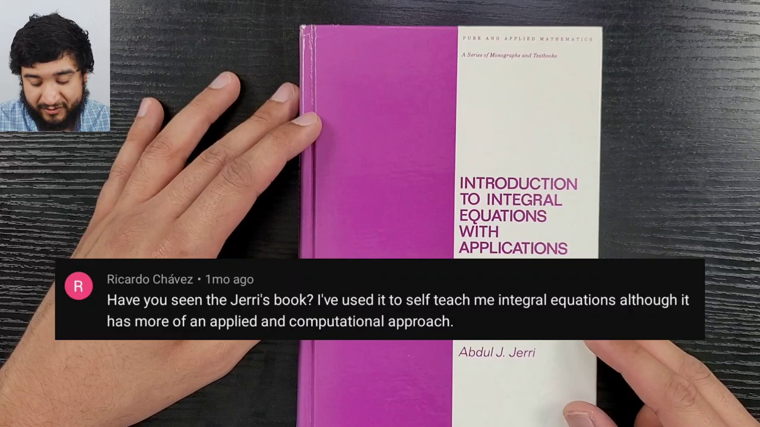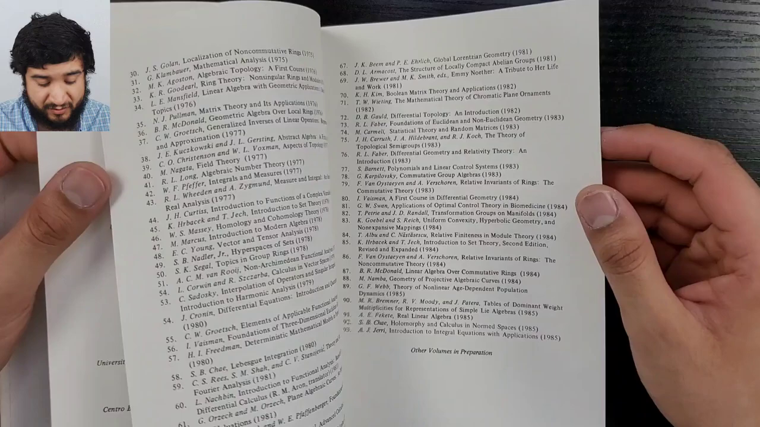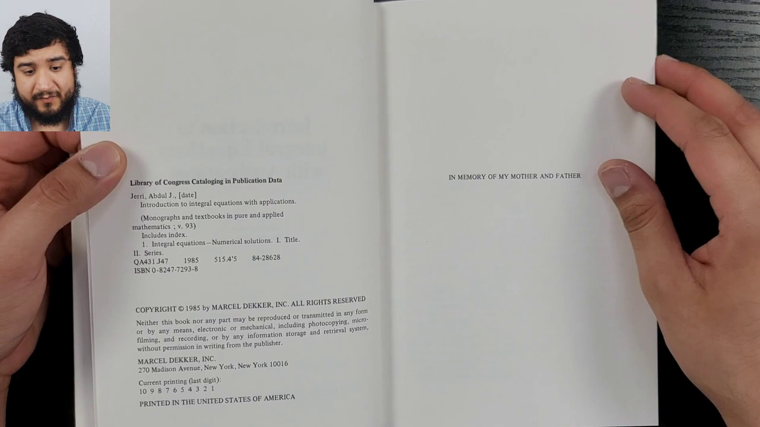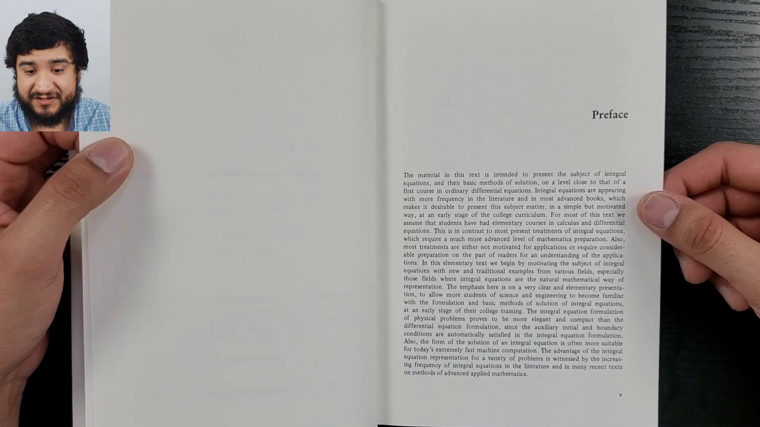Today I've got a subscriber recommended book, Introduction to Integral Equations with Applications by Abdul Jerri. This book cost me about $15, $20. And there is a second edition out. I recommend you read this preface if you're interested. It does say a lot of important things, at least on that first page.